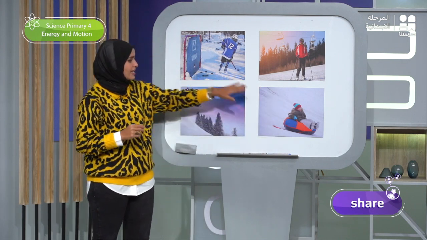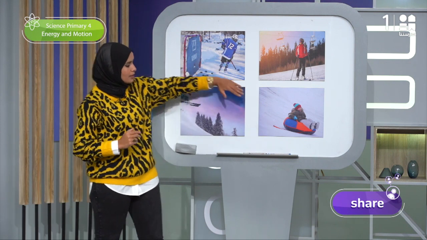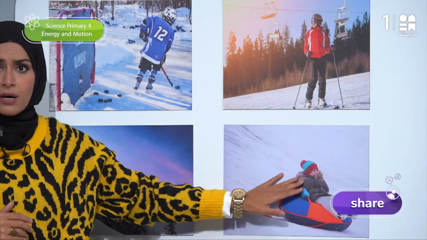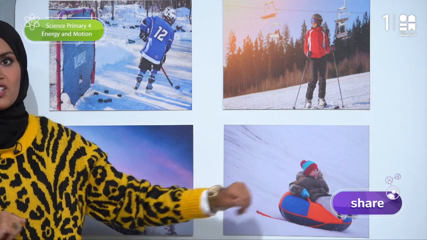الاثنين دول فيهم kinetic energy بس هنا بيتحرك straight وهنا بتتحرك على hill. هنا سرعتها أكبر فأكيد هيبقى عندها more kinetic energy.